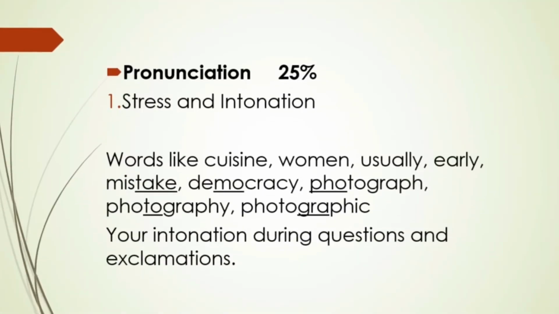And the final one is your pronunciation. So the stress, the intonation. So words like cuisine, women, usually, early. You can see here mistake. So the stress is on the second syllable, like mistake. Democracy, photograph, photography, photographic. So you can hear the stress in the first, second, and the third syllable in different words.